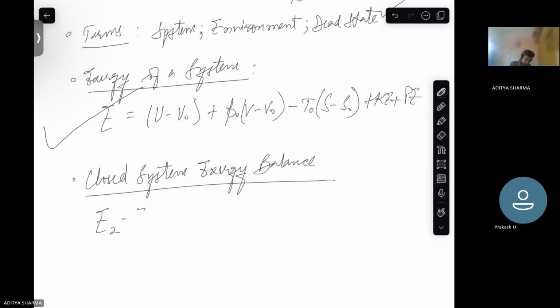So for two states where our system is moving from state 1 to state 2, in that case, if we have to find out the exergy change, we do it this way.